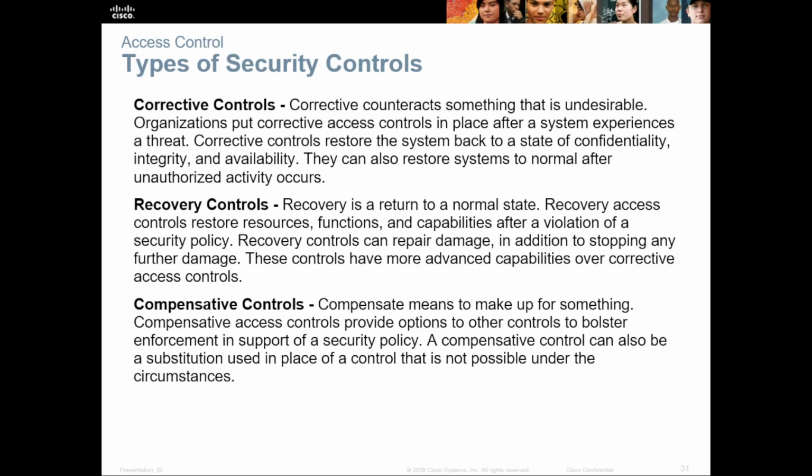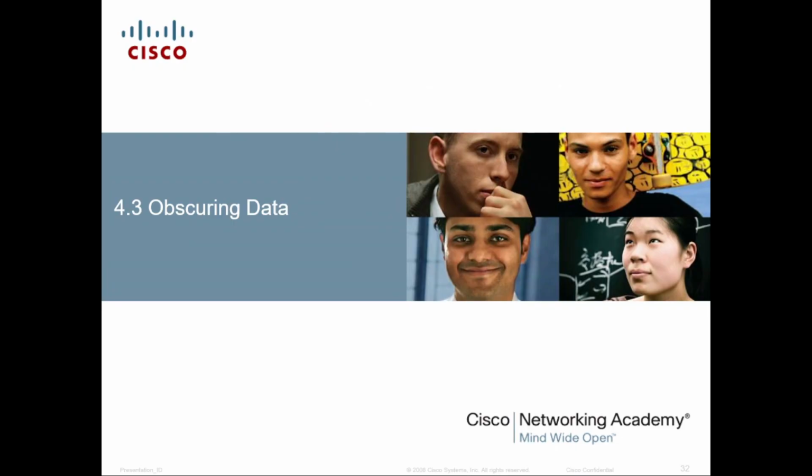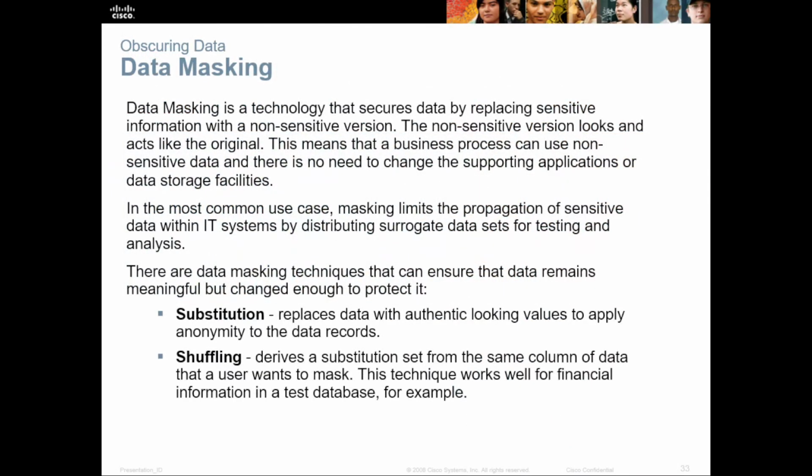Then there's compensative control. Compensate means to make up for something, right? Compensative access control provides options to other controls to bolster enforcement in support of a security policy. Compensative control can also be a substitution used in place of a control that is not possible under any circumstance. Now let's look at obscuring data.